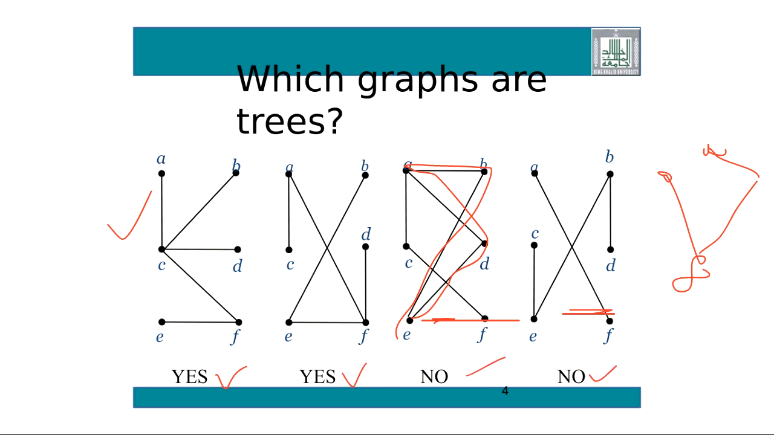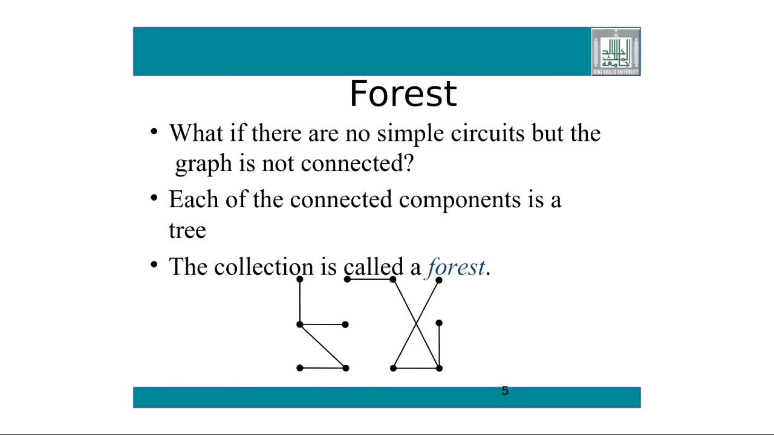Then coming to the next one, forest. What is the meaning of a forest? If a graph has no simple circuits but the graph is not connected, then each of the connected components is a tree. This type of collection is called a forest.